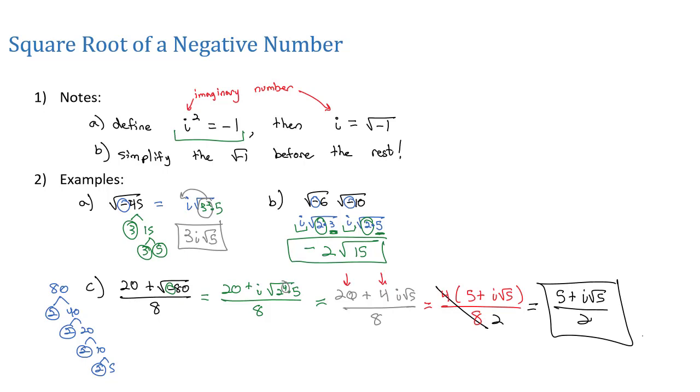So by creating this imaginary number where i squared is -1 and i is the square root of -1, we can do operations with negative radicals by simplifying the i first and then simplifying what's left.